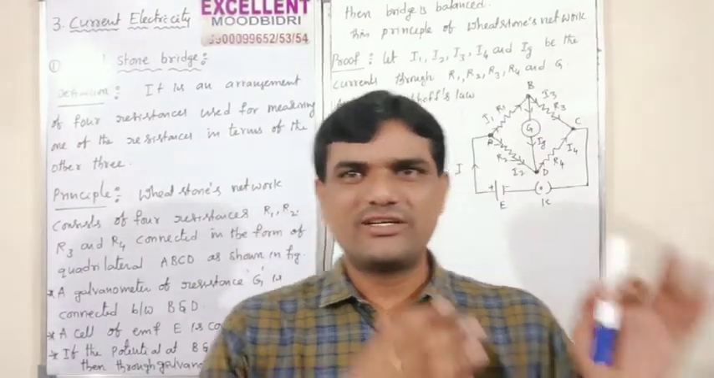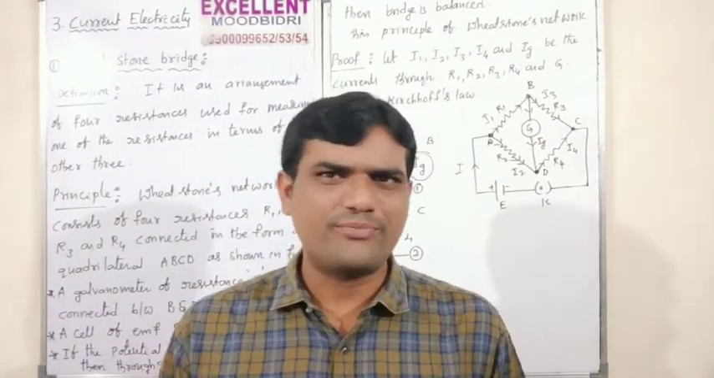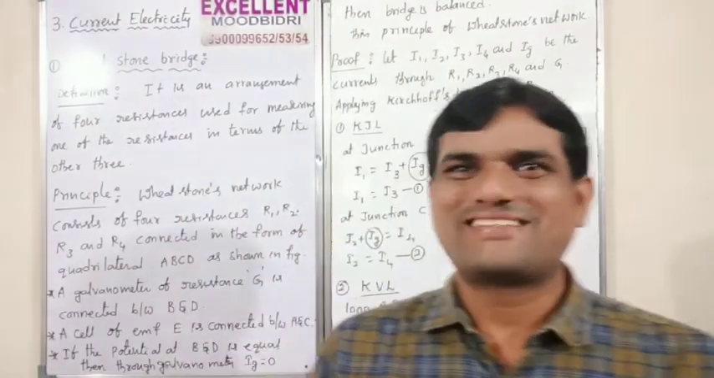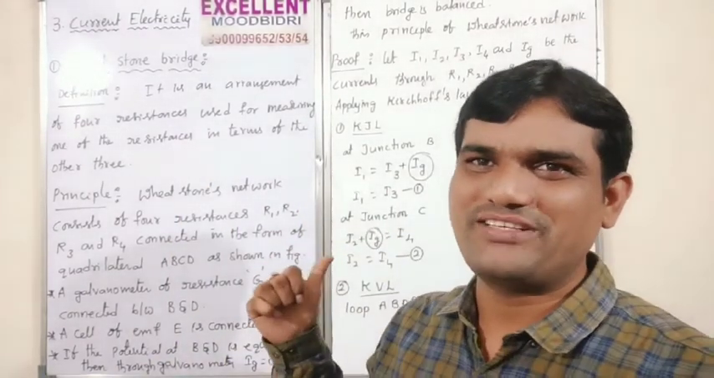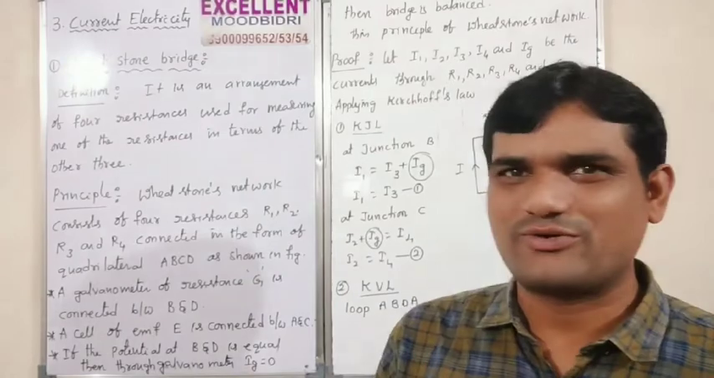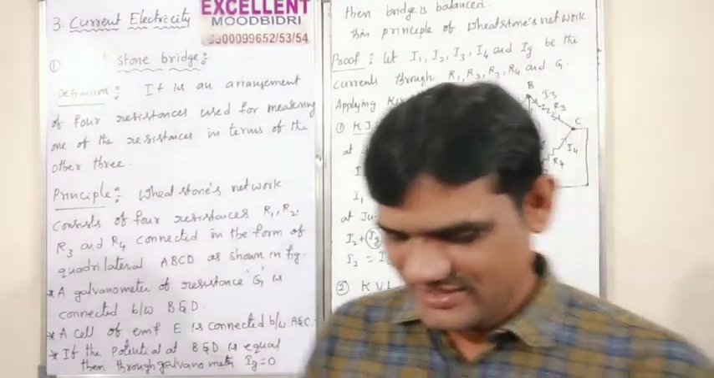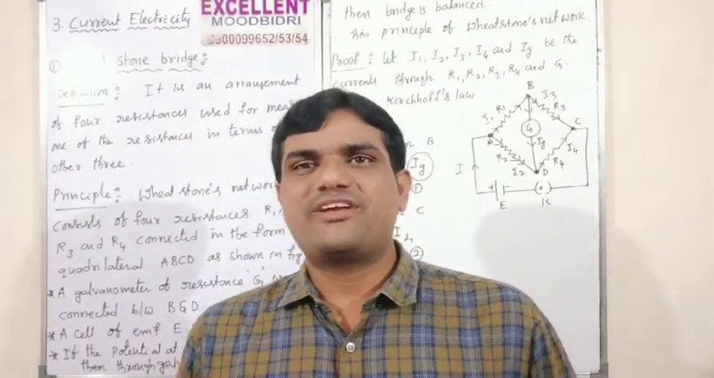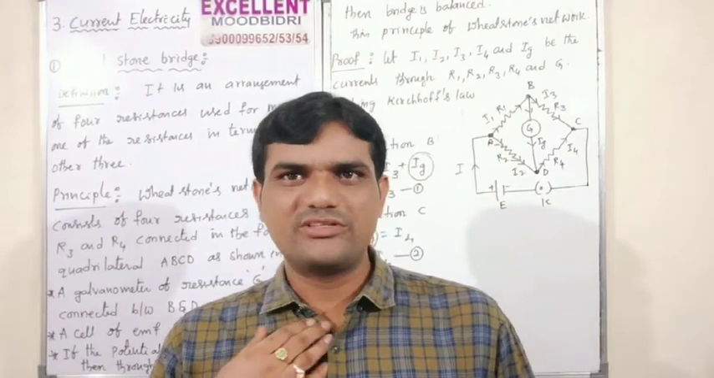This is a little lengthy question. A 5-mark question, very important as well as a gunshot question. Cells in parallel combination and Wheatstone bridge are very important questions. Then what is the meaning of Wheatstone bridge? Already I told you the introduction and all those things.